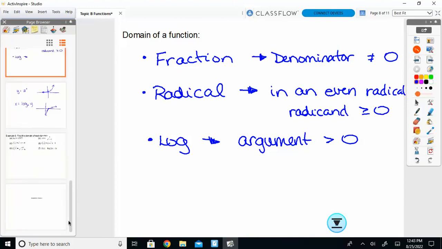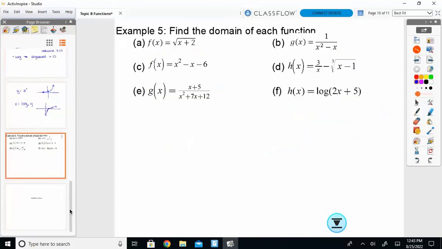All right, so I'm going to give us some functions and we're going to see if we can find the domain of each. Okay. So for A, it's a square root, so what does that mean? Can't be negative. So the x plus 2 has to be greater than or equal to 0. So x has to be greater than or equal to negative 2. How do we write that?